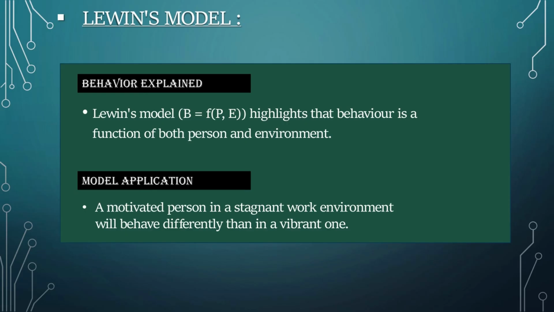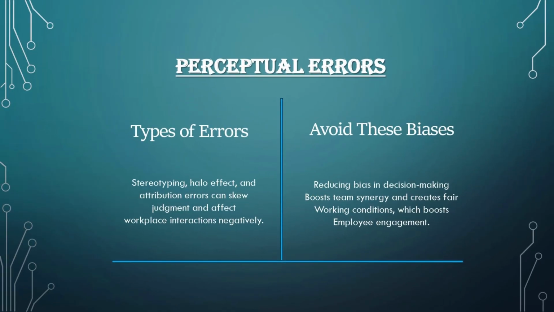So here is Lewin's model. Here is the behavior explained. Lewin's model: B is called behavior, P is called person and E is called environment. It highlights that behavior is a function of both person and environment. What is the model application? A motivated person in a stagnant work environment will behave differently than in a vibrant one.